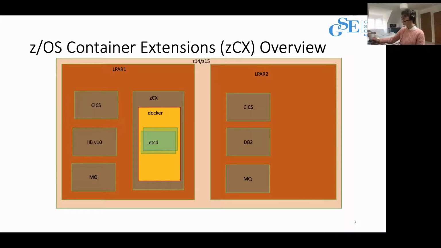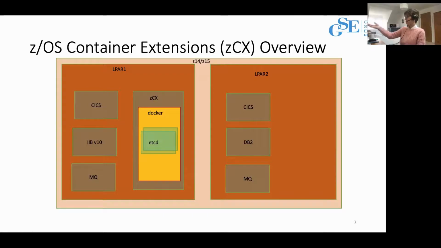So your Zcx sits there, just another address space on your LPAR, along with your CICS and your IIB and your MQ. And from the way they've set it up, it has same host networking, so you can get cross-memory networking speed.